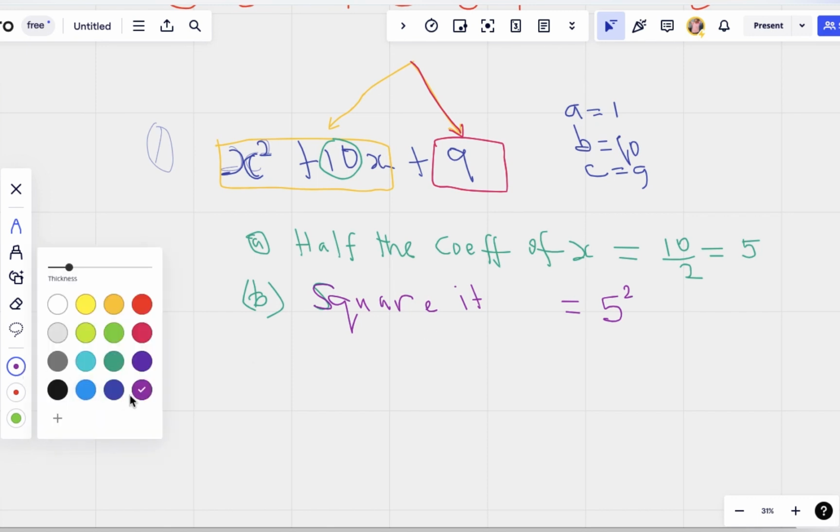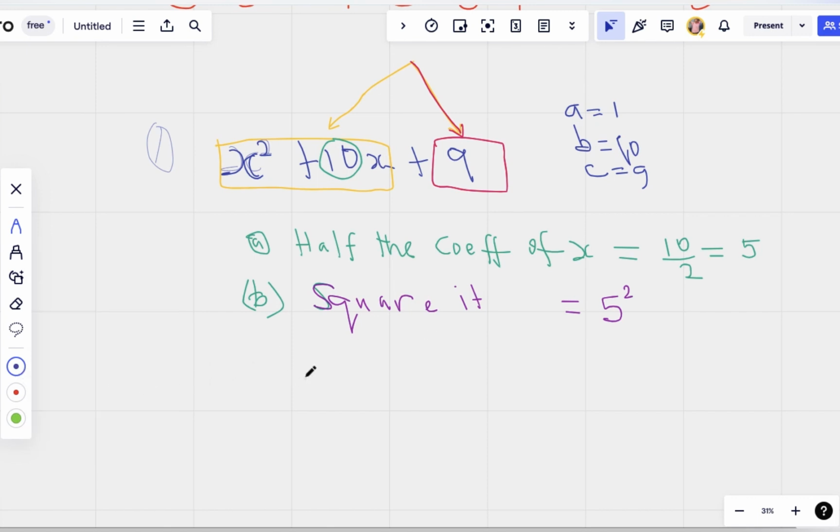The next thing to do is add and subtract. If it's an expression, you add and subtract. You know we broke it into two parts. To this first part you add it, and then you subtract it from the other part. But if this were an equation, you would add it on the left side and subtract it on the right side.